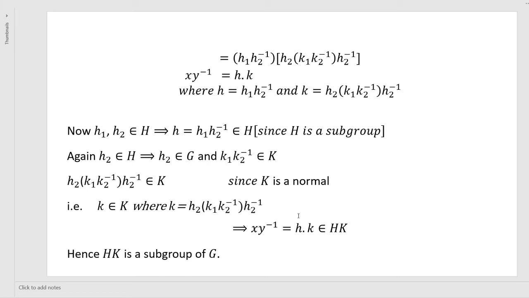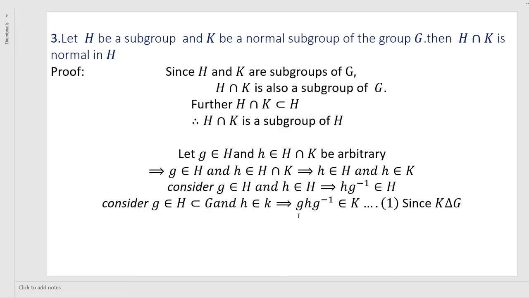Next. Let H be a subgroup and K be a normal subgroup of group G, then H intersection K is normal in H. First, consider H is a subgroup and K is a subgroup. A normal subgroup is basically a subgroup. H and K are subgroups, which means the intersection is also a subgroup. We know this one.